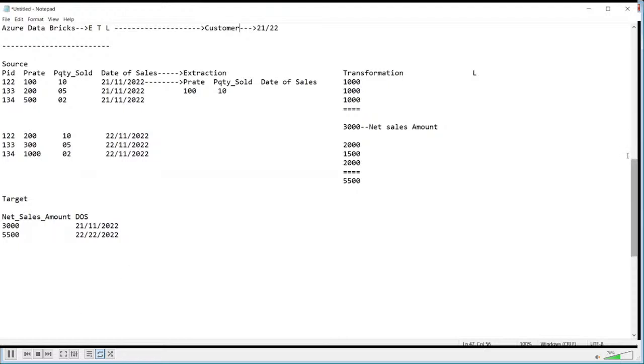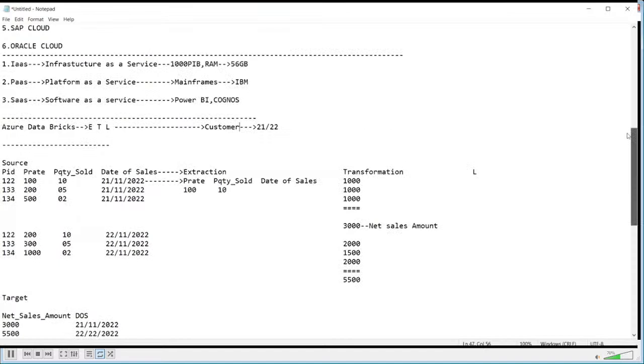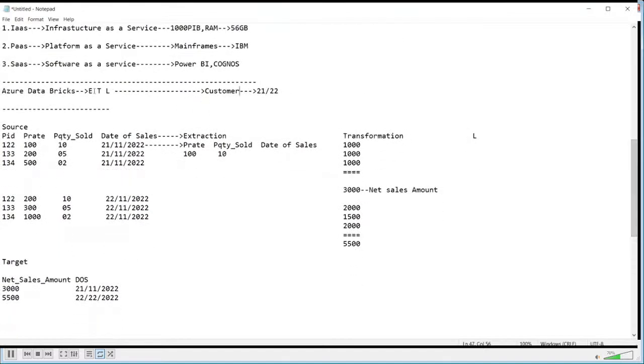This process is called the process of what? Extraction, transformation, and loading. And this is done by using Azure Databricks. It is done using the service called Azure Databricks, where extraction, transformation, and loading of data is done. Clear to all of you now?